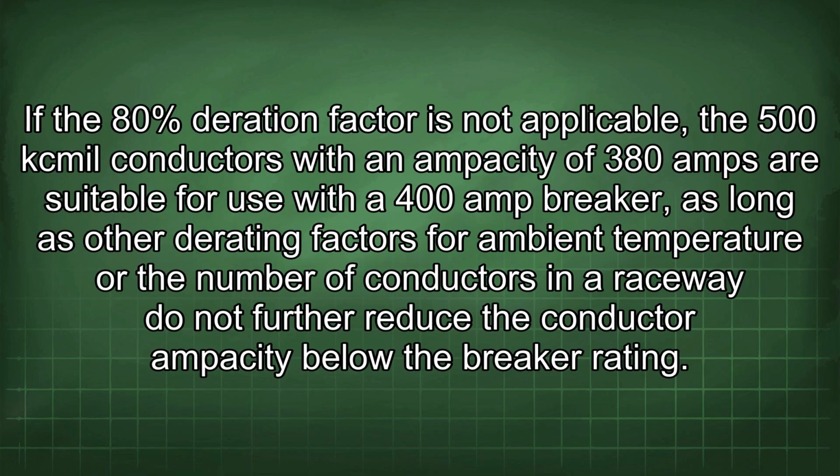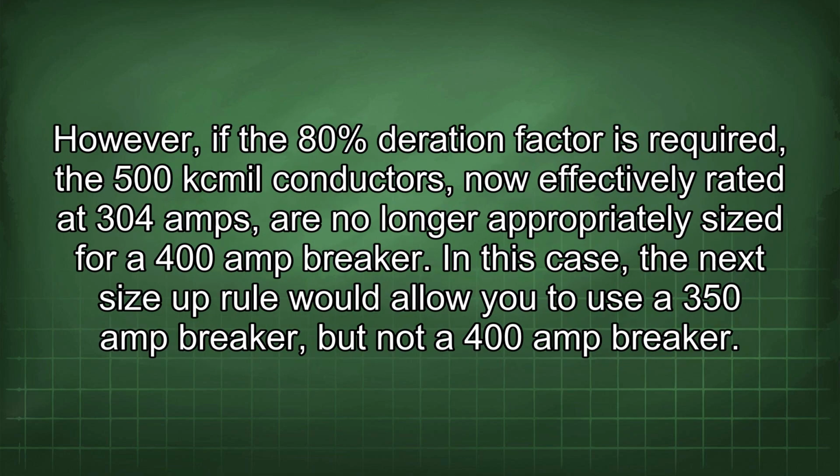If the 80% duration factor is not applicable, the 500 kcmil conductors with an ampacity of 380 amps are suitable for use with a 400 amp breaker, as long as other derating factors for ambient temperature or the number of conductors in a raceway do not further reduce the conductor ampacity below the breaker rating. However, if the 80% duration factor is required, the 500 kcmil conductors, now effectively rated at 304 amps, are no longer appropriately sized for a 400 amp breaker.